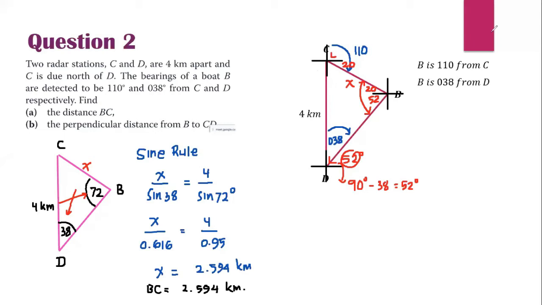Okay, students, we are going to answer part B. Find the perpendicular distance from B to CD. Perpendicular distance. I think we have to construct the diagram to make sure we have very clear information. Okay, I'm going to construct the diagram. Yeah, the diagram is like this.